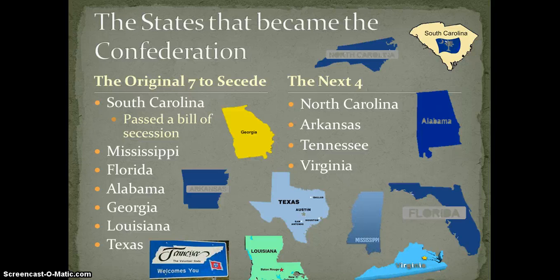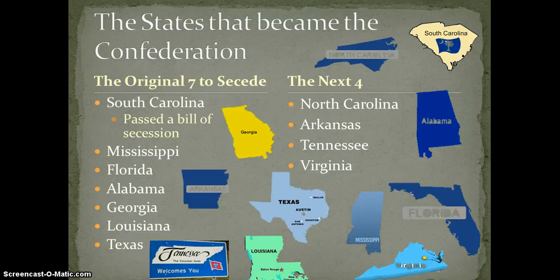The states that became the Confederate States of America were South Carolina, which actually passed the Bill of Secession, and Mississippi, Florida, Alabama, Georgia, Louisiana, and Texas followed suit, and they were the original 7 states to secede. Then 4 more states seceded after Lincoln demanded 75,000 soldiers to fight. They were North Carolina, Arkansas, Tennessee, and Virginia.